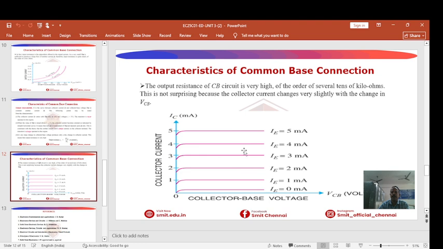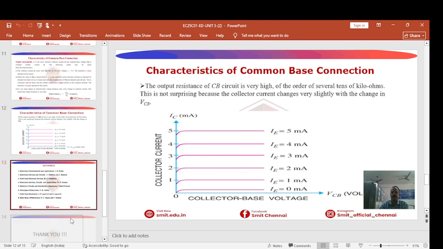This diagram or graph represents the variation of output characteristics of common base. On the x-axis we see VCB is taken in volts, whereas on the y-axis it is IC in milliamps. As IE is equal to 0, it will have minimum collector current. If you increase the value of IE, you see the variation of IC. When IE is equal to 5 mA, we have the maximum collector current. So this is the characteristics of common base.